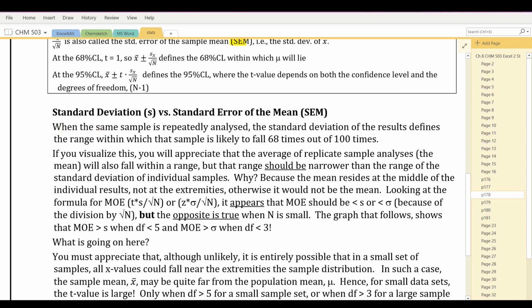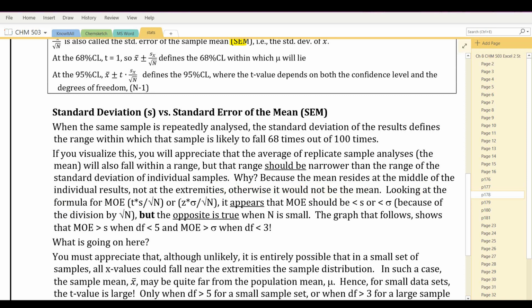When the same sample is repeatedly analyzed, the standard deviation of the results defines the range within which the sample is likely to fall 68 times out of 100. And if you visualize this, you will appreciate that the average of replicate sample analysis, that is the mean, will also fall within a range. But the range should be narrower than the range of the standard deviation of individual samples. Now, why is that? Well, because the mean resides at the middle of individuals' results, not at the extremities, otherwise it would not be the mean.